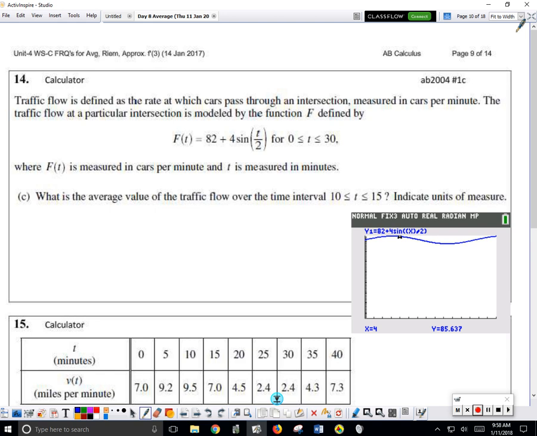Go to 14 on the yellow. So go to 14 on the yellow.